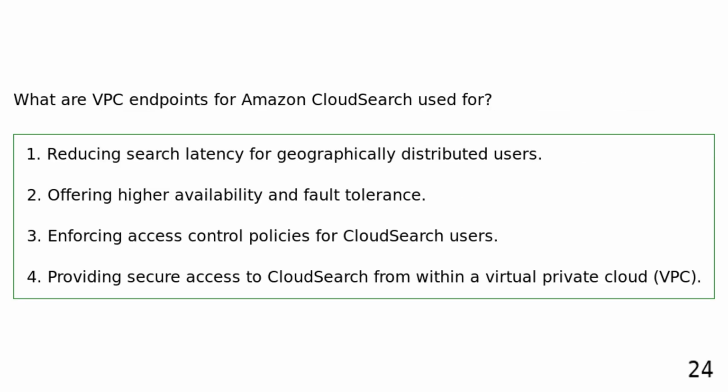What are VPC endpoints for Amazon CloudSearch used for? Reducing search latency for geographically distributed users. Offering higher availability and fault tolerance. Enforcing access control policies for CloudSearch users. Providing secure access to CloudSearch from within a virtual private cloud.